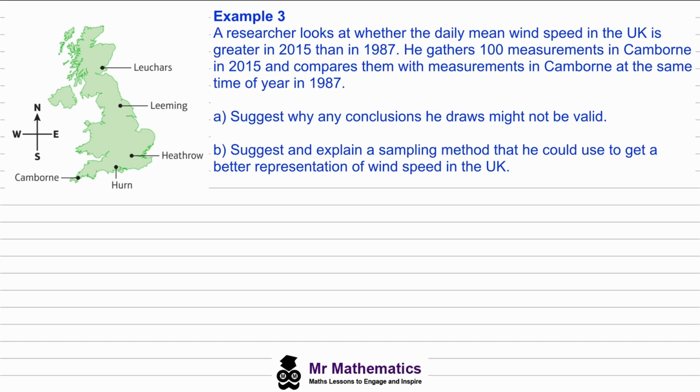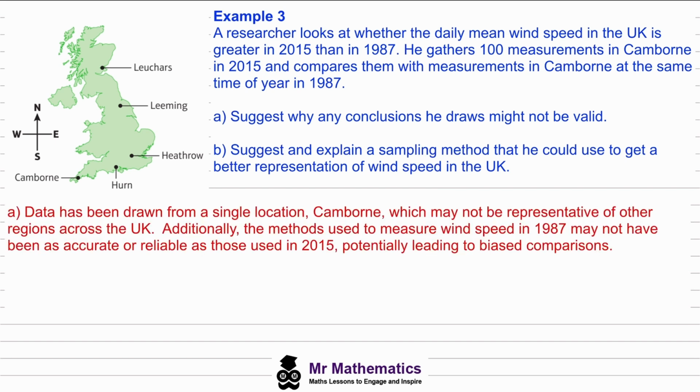Okay, so welcome back. So for part A, you can see the data has been drawn from a single location, which might not be representative of other regions across the United Kingdom, similar to what we discussed in example 1. Additionally, the methods used to measure wind speed in 1987 may not have been as accurate or reliable as those used in 2015, and this could potentially lead to biased comparisons.